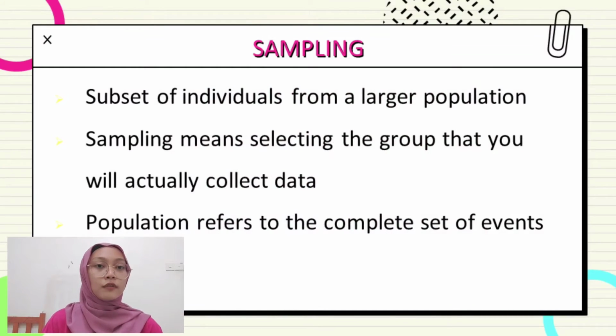The first is about sampling. A sample is a subset of individuals from a large population, and sampling is selecting the group that you will actually collect data from in your research. The population refers to the complete set of events from a researcher's sample. Researchers employ sampling strategy to decrease the number of cases because they don't have time or resources to analyze the complete population for a given study.